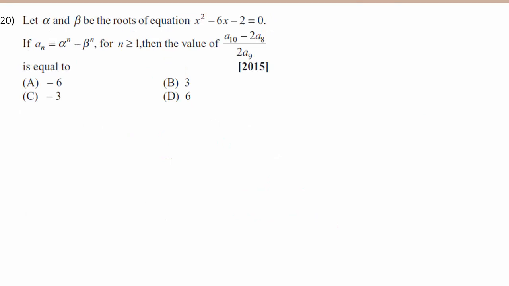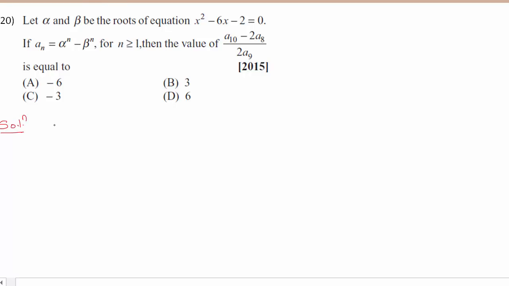Let's move on to question 20. Let alpha and beta be the roots of the equation x square minus 6x minus 2 equal to 0. If an is equal to alpha raised to n minus beta raised to n for n greater than or equal to 1, then the value of a10 minus twice a8 upon 2a9 is. Okay. So basically, alpha and beta are roots of this equation. Alright.